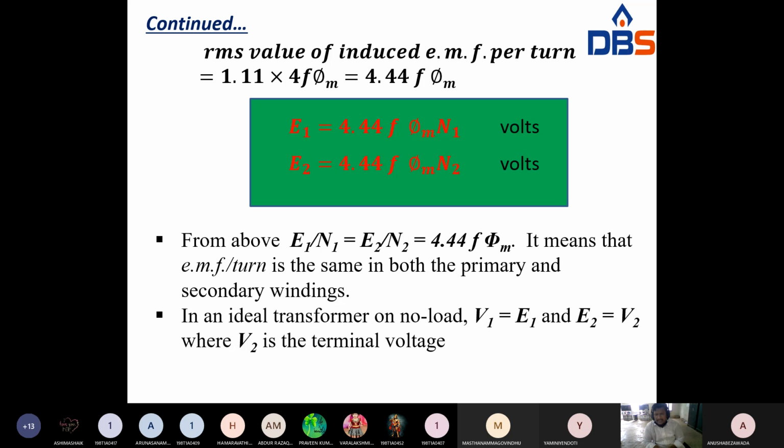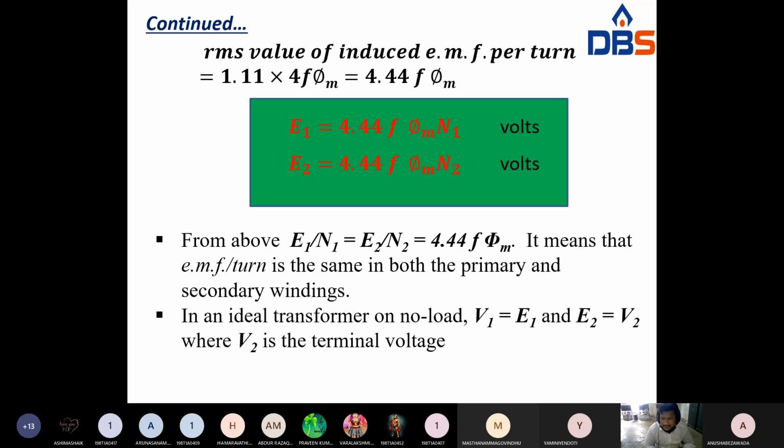Constant value. E1 by N1 is equal to E2 by N2. That is, EMF per turn is the same for both primary and secondary windings. Suppose they ask to calculate the EMF per turn for both windings. First you calculate E1 by N1, then you don't need to calculate E2 by N2. Why? Because E1 by N1 is equal to E2 by N2. That's why the EMF per turn is equal for both windings.